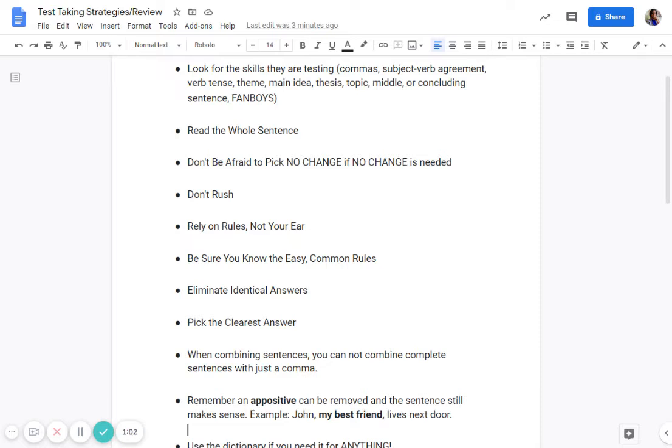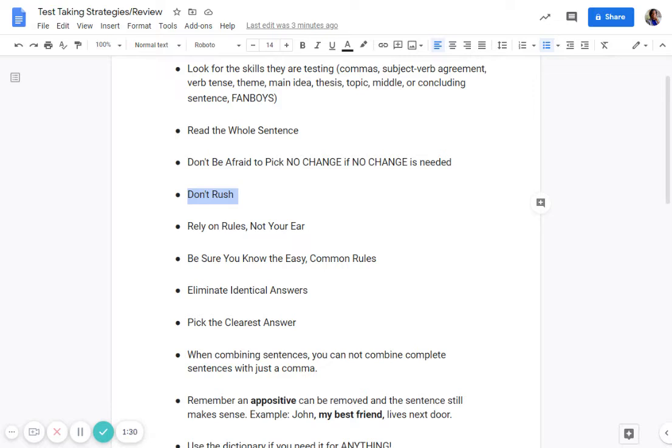Read the whole sentence before you answer. Don't just guess. If it's a revise and edit sentence and they give you the option for no change needed, if you're 100% sure that no change is needed, then select no change needed. Okay? Don't rush. I'm going to give you the entire day to finish the test. So you have the class time and then you have the whole rest of the day. So if you need to come back to it, that's okay.